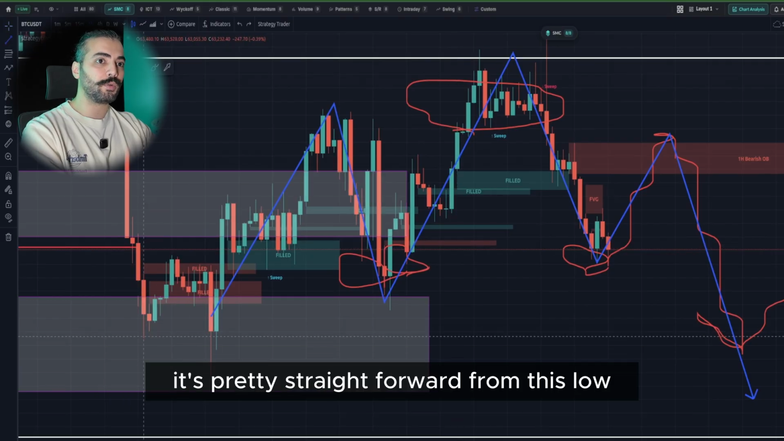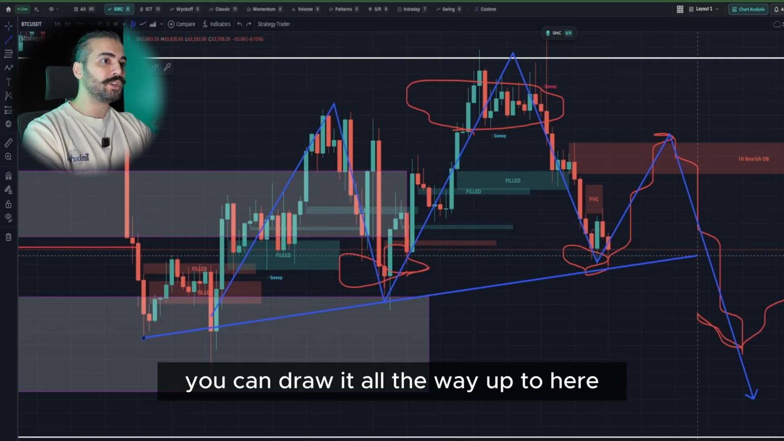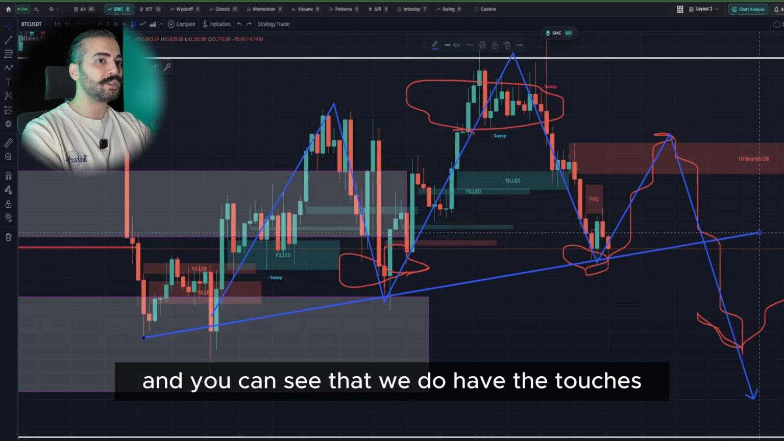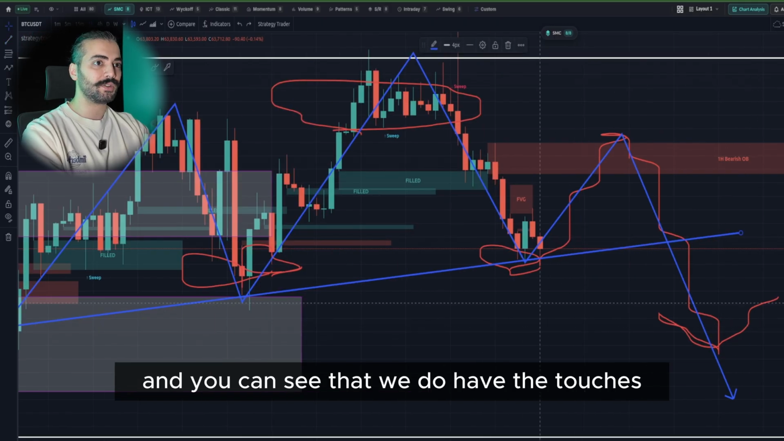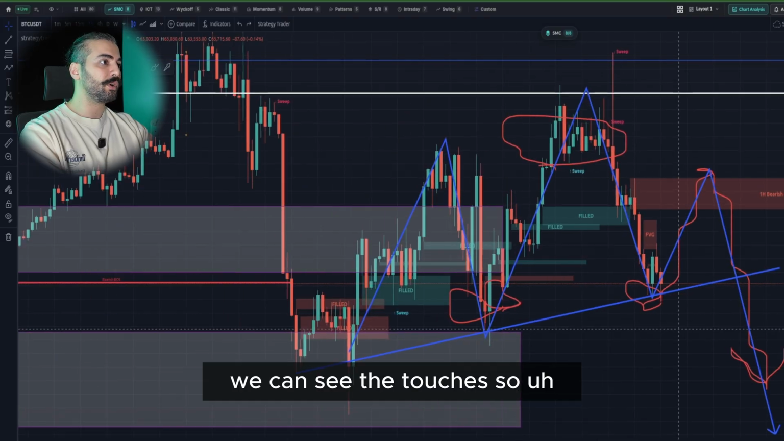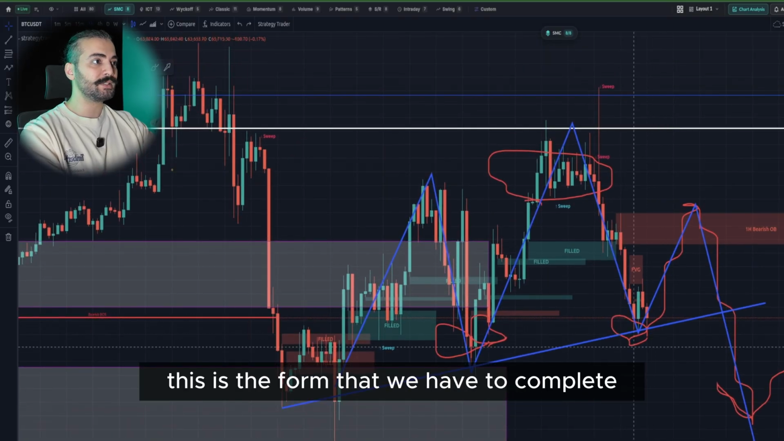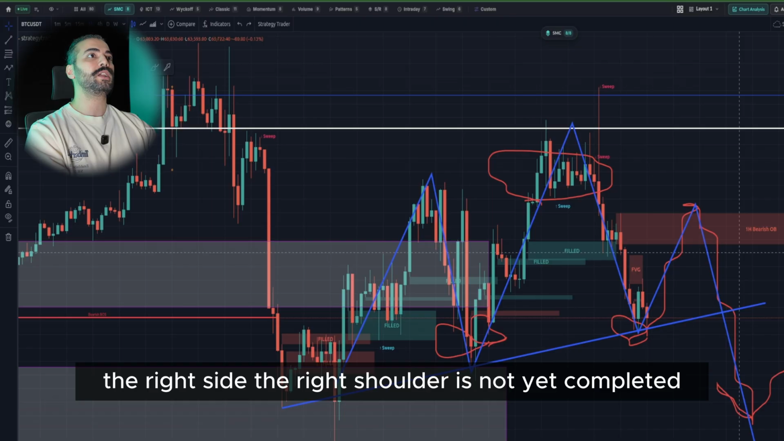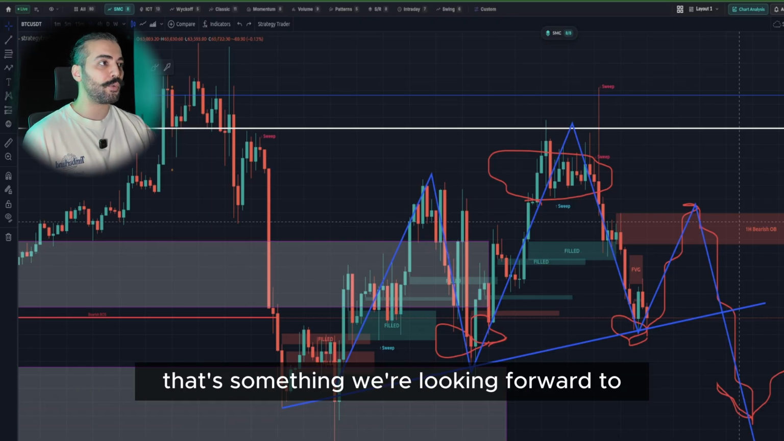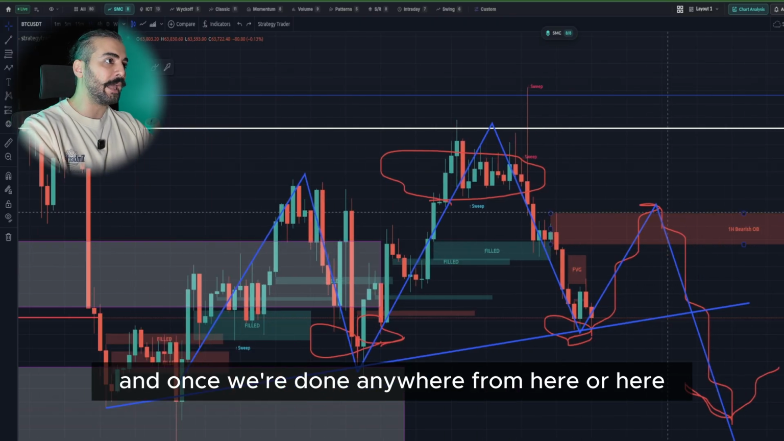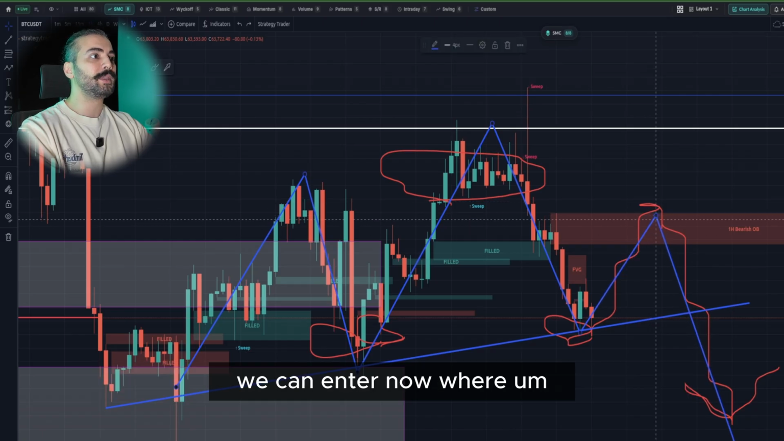It's pretty straightforward. From this low, you can draw it all the way up to here, and you can see that we do have the touches. So this is the form that we have to complete. The right shoulder is not yet completed. That's something we're looking forward to. And once we're done, anywhere from here or here, we can enter.